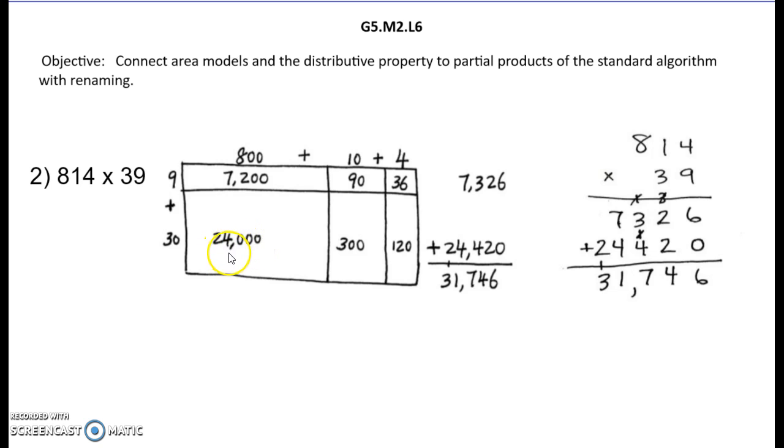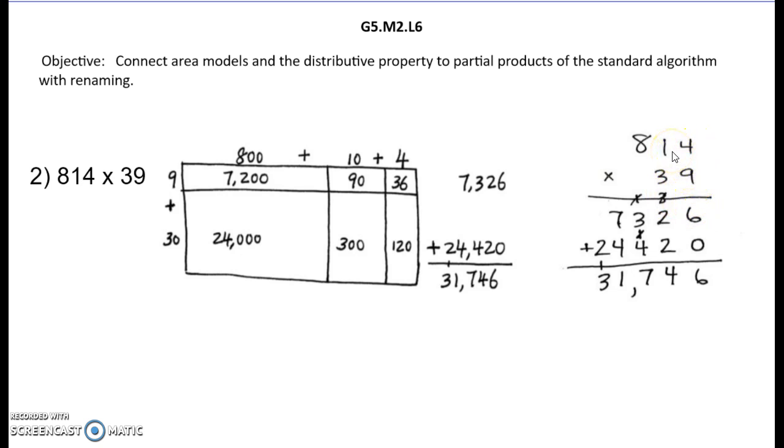And here we have 24 thousands. Add them up, we have 7,326, 24,420, 3,100, 31,746. Now making the connection again to the standard algorithm, 9 times 4 ones gives us 36 ones.